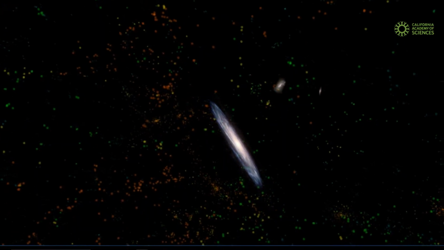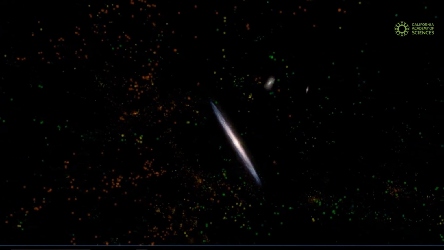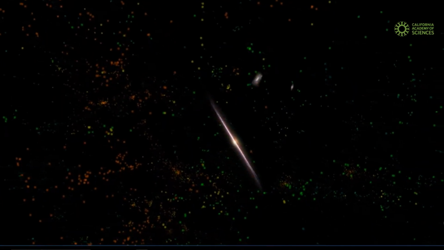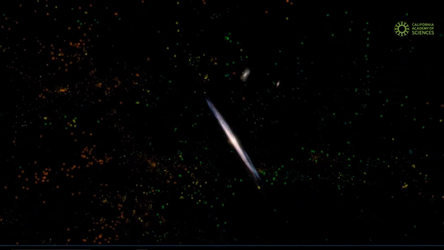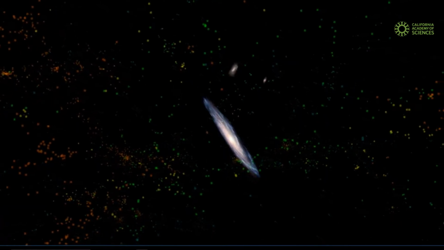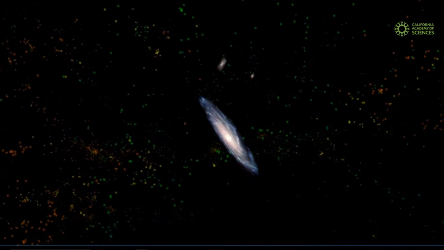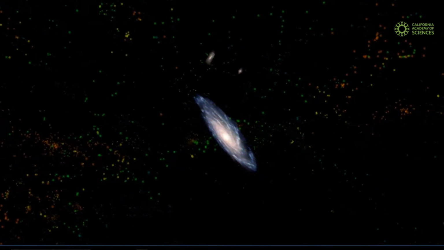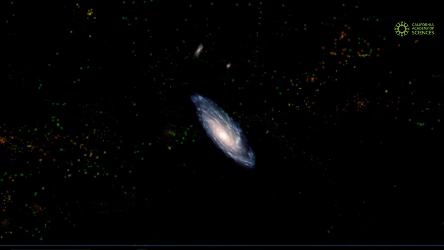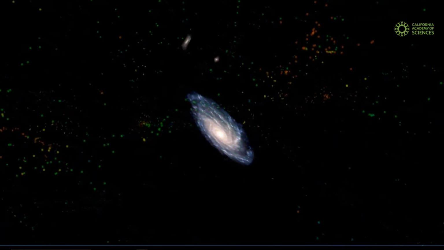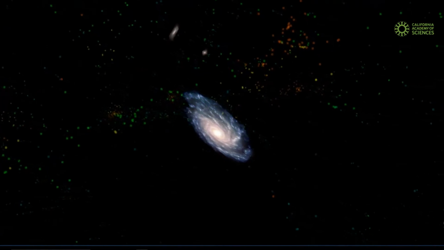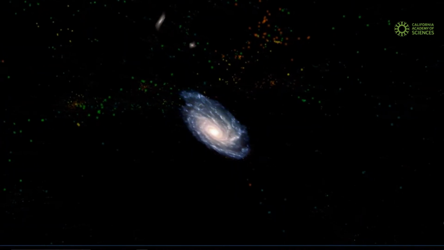It's a flat disk of about 100 billion stars, measuring about 100,000 light years across, from one edge all the way across to the other. The light of these stars takes about 100,000 years to cross the diameter of the galaxy to get all the way to the other side. So our galaxy is quite large, but there are other galaxies that are even bigger.